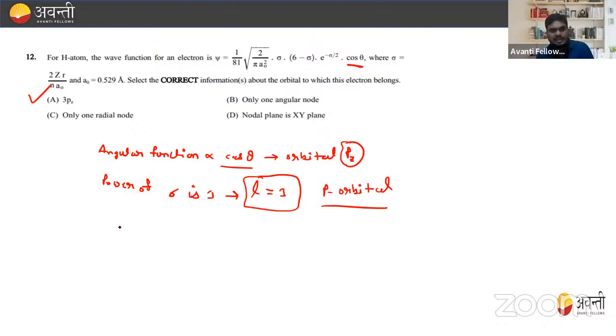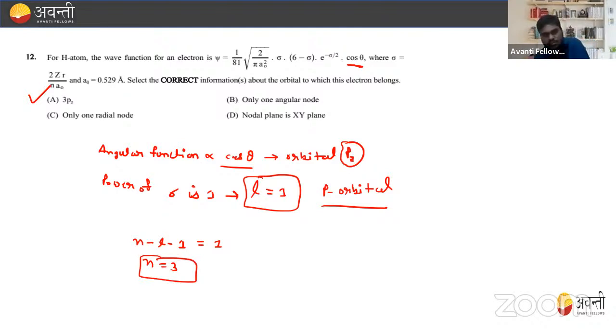Now you have to identify the n also. So we know that in this case it is n minus L minus 1, right? This is the radial node formula, n minus L minus 1. So for one radial node, put radial node equal to 1. So what is the value of n? n comes out to be 3 because L is already 1.